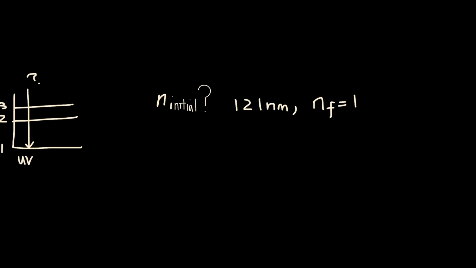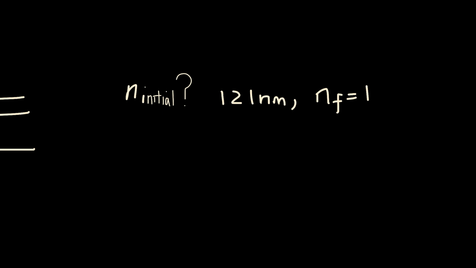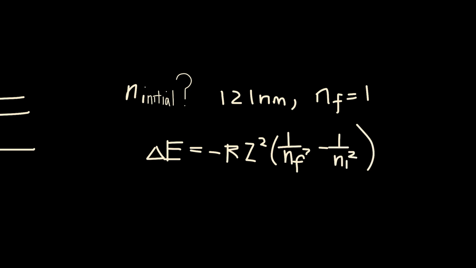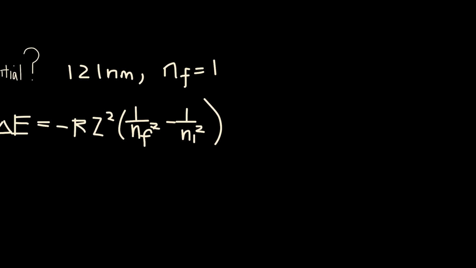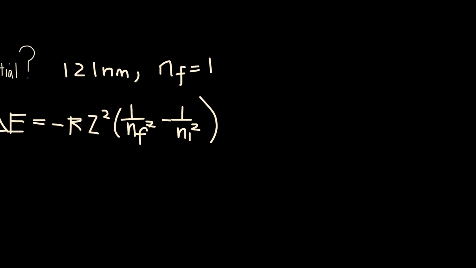Well, there are a few ways, but we'll look at the way that uses two formulas. So we know that the change in energy between energy levels is going to be given by this formula. But we don't have energy here. However, because we're given a wavelength, we can use the wavelength to find the energy. So energy is equal to hν, which is also equal to hc divided by wavelength. So we will find the energy here.